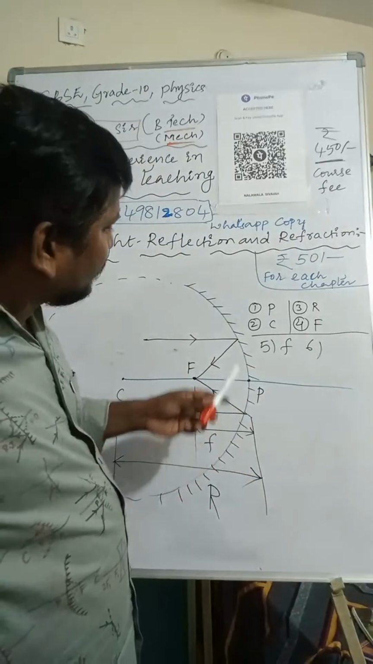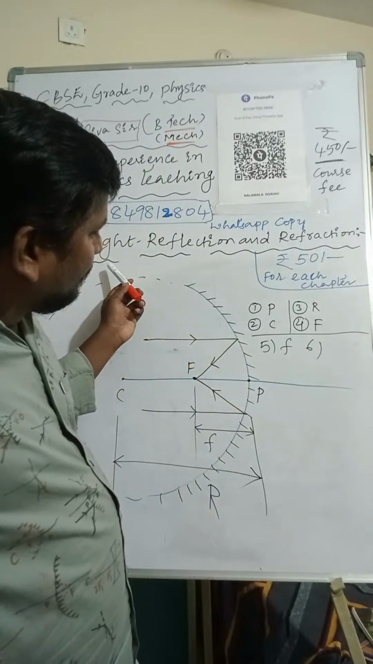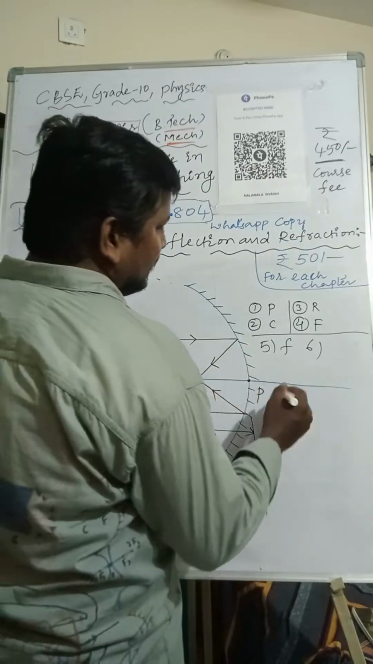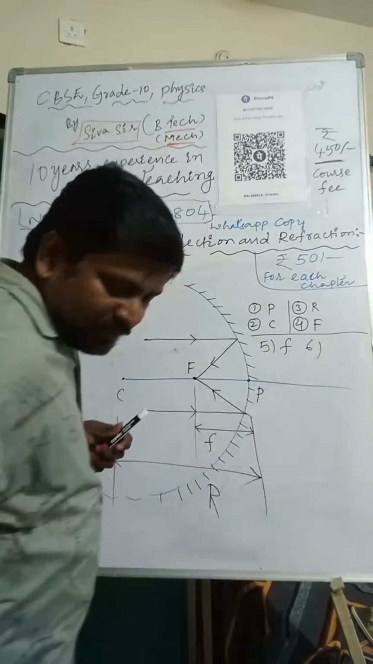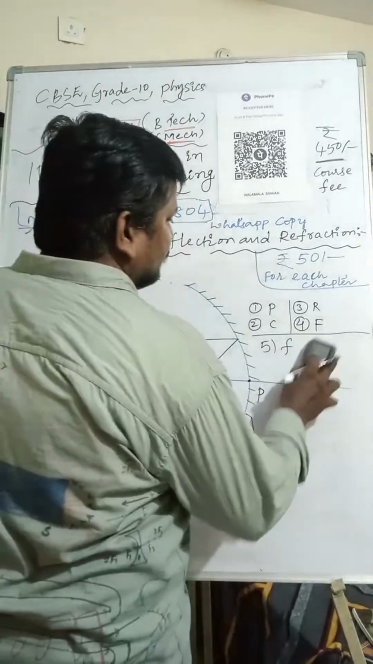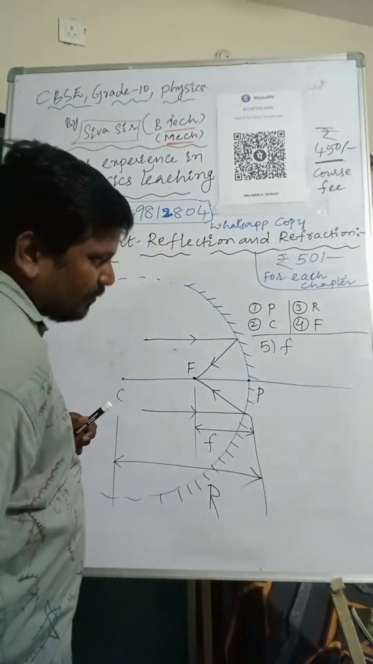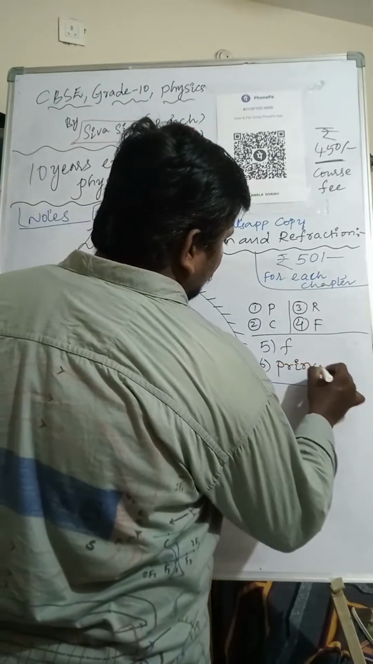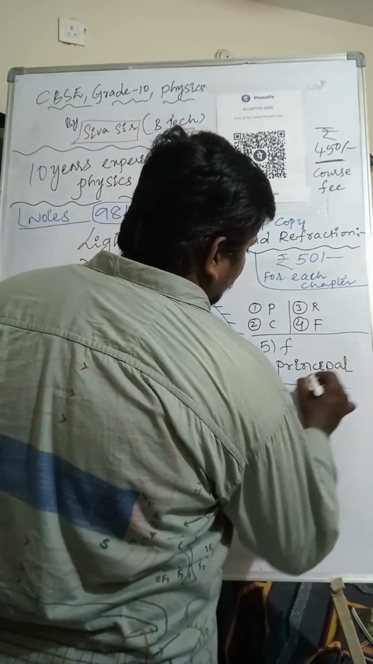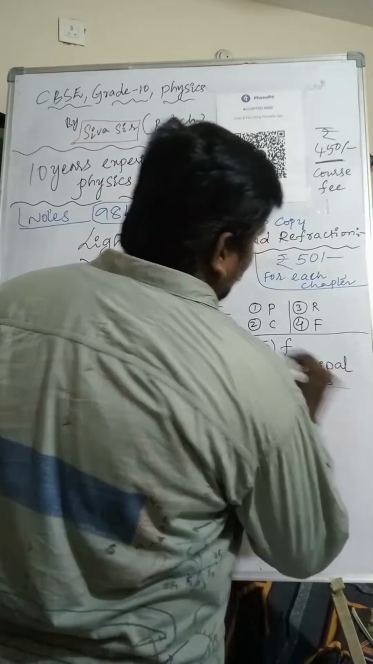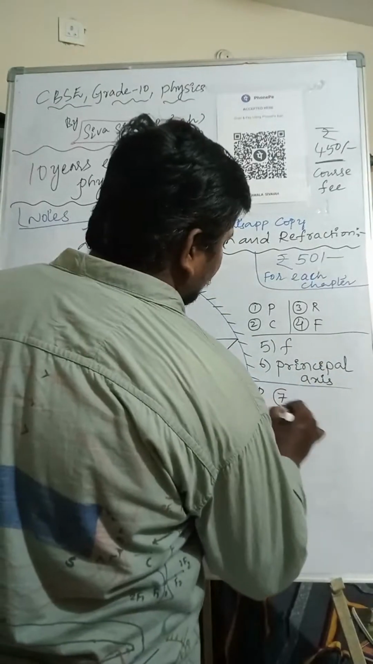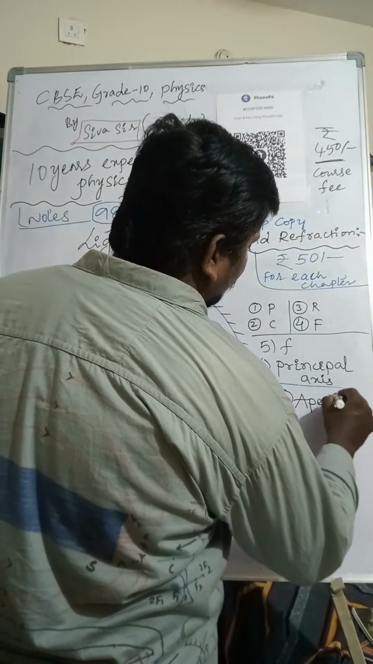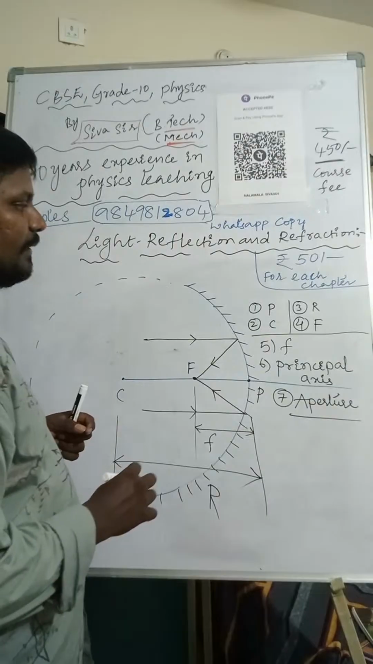And the principal axis. Principal axis is there. Sixth one, I am taking principal axis. And seventh one is aperture.